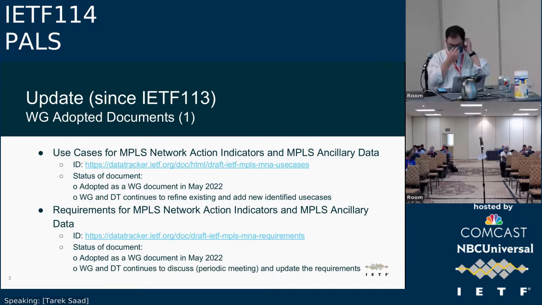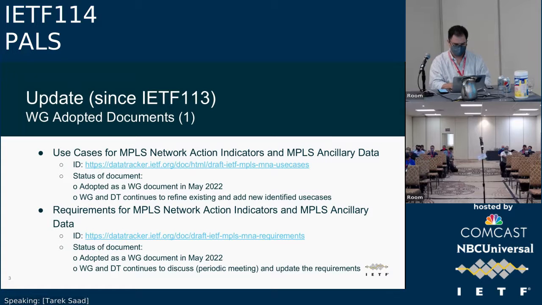I will proceed then. In terms of updates since last time we met, this is the third report indeed that we are producing to the working group. The updates this time include some working group documents that got adopted. Let me go through them and review the status of each. So there was the use cases for MPLS network action indicators and MPLS ancillary data. This document got adopted by the working group in May 2022, recently, and the working group and the design team continues to refine existing use cases as well as identifying new use cases and adding them to the document.